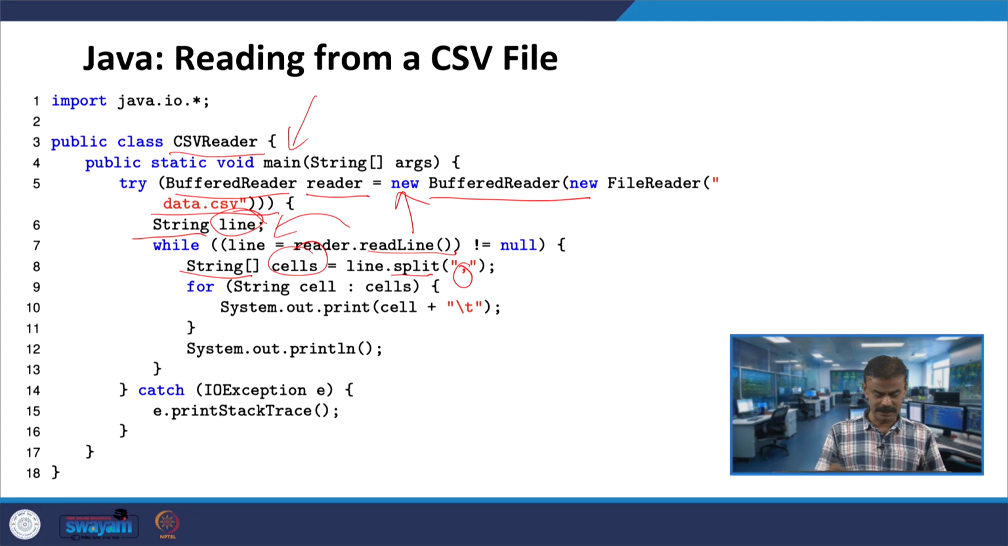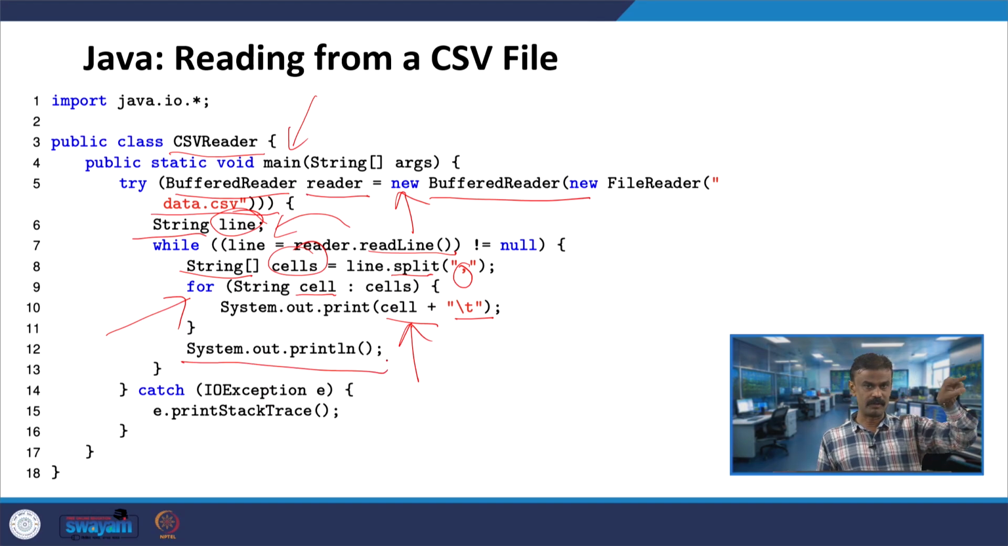Here you are using this for loop, for each cell, and then you print this cell. That means every word becomes a string of cells, and you copy it into cell. I am printing this cell with a tab, exactly what we did in C++, and then you have the new line every time. It is exactly the same as what we saw in C++.